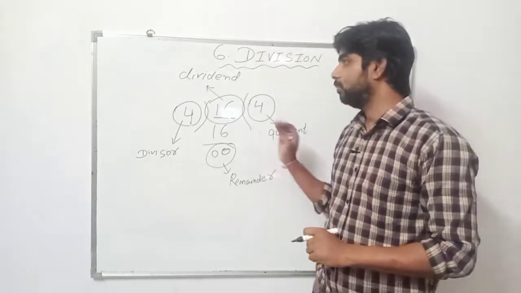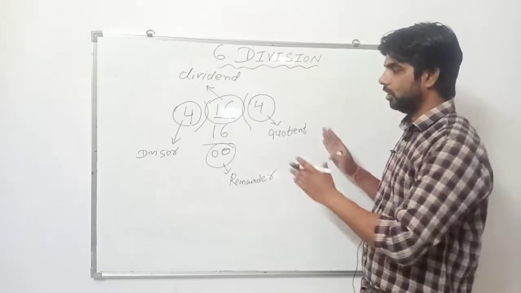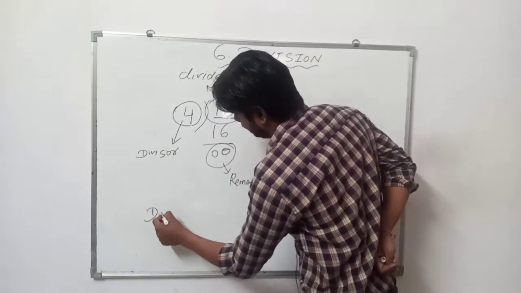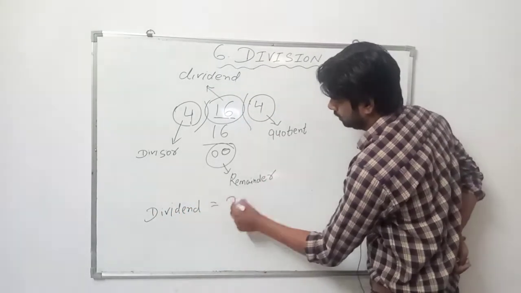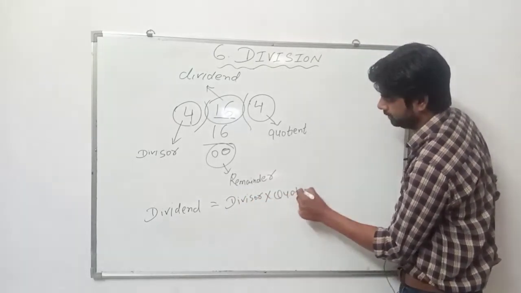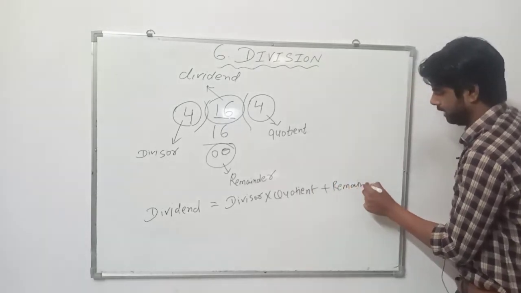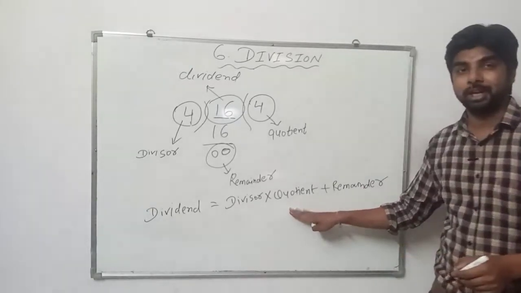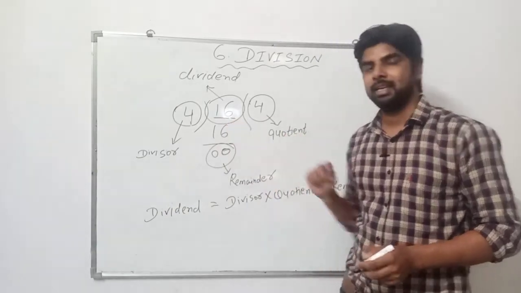One more thing, there is a relation between all these terms. So always remember, dividend is always equal to divisor into quotient plus remainder. What does it mean? If we multiply divisor and quotient and add remainder to it, we will get the dividend, that is 16.